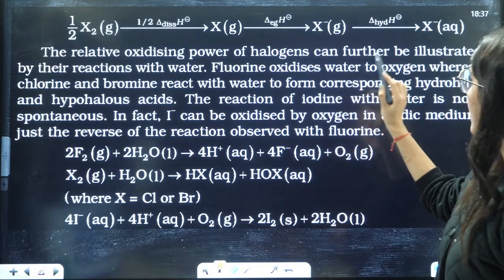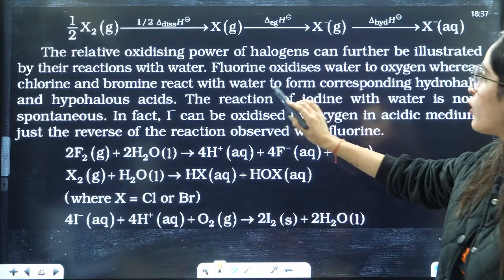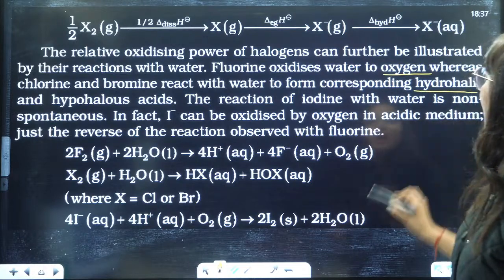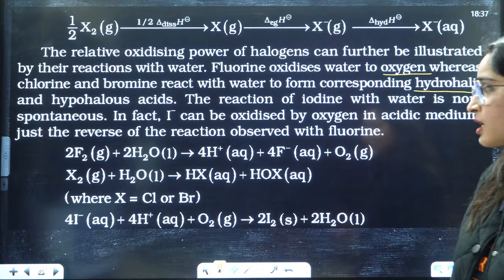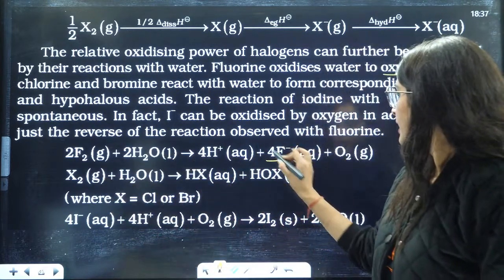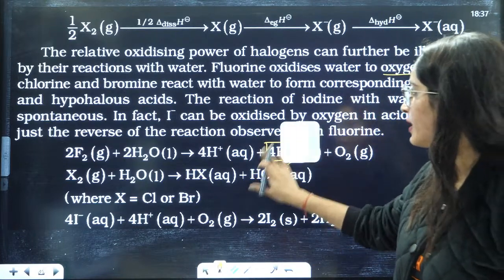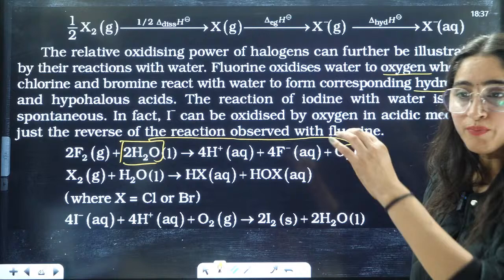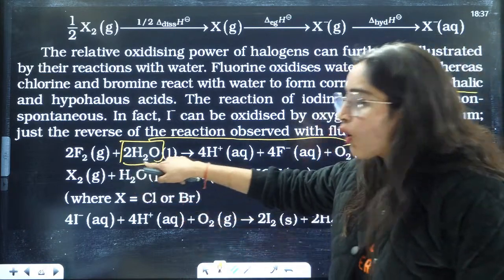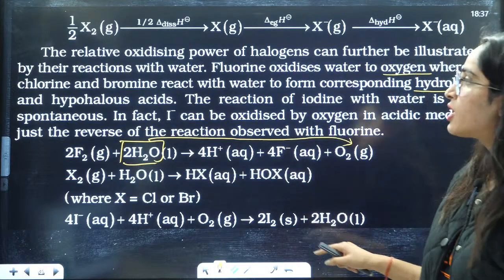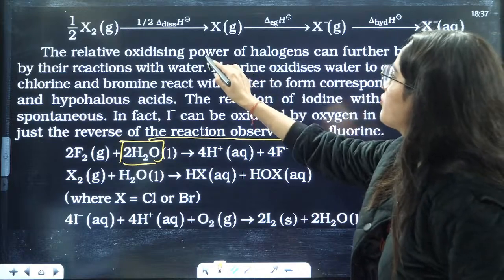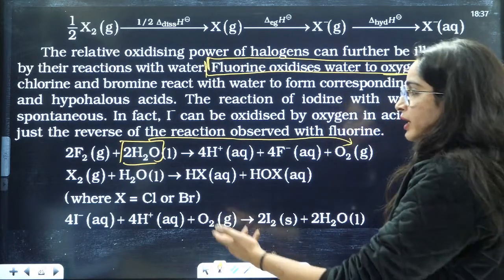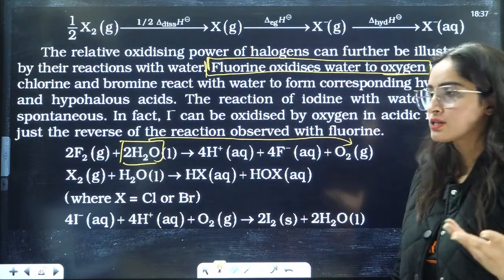The relative oxidizing power of halogens can further be illustrated by the reaction with water. Fluorine oxidizes water to oxygen, whereas chlorine and bromine react with water to form the corresponding hydrohalic and hypohalous acids. So fluorine will itself get reduced and it will oxidize water to oxygen. This is a very, very important reaction that we are going to study here. Fluorine oxidizes water to oxygen, very important point, because it is such a good oxidizing agent. But when we compare chlorine or bromine, they will not be able to oxidize water to oxygen.